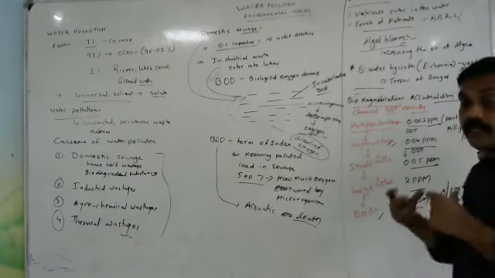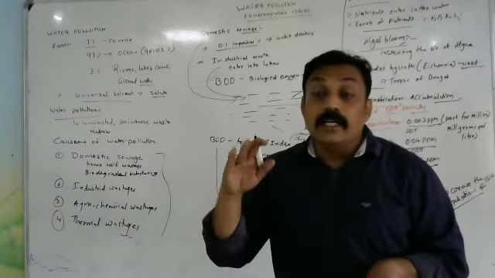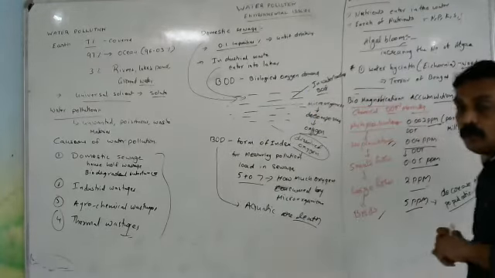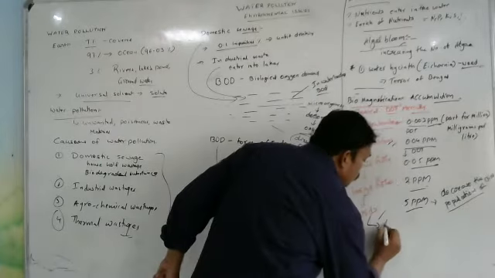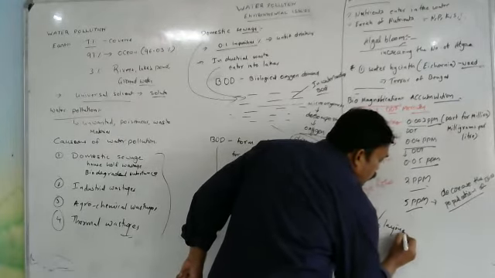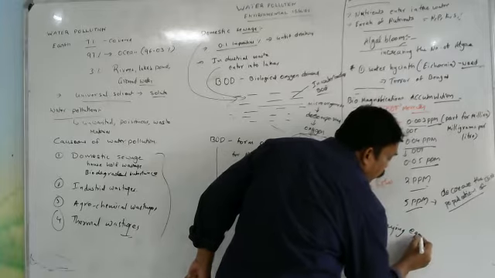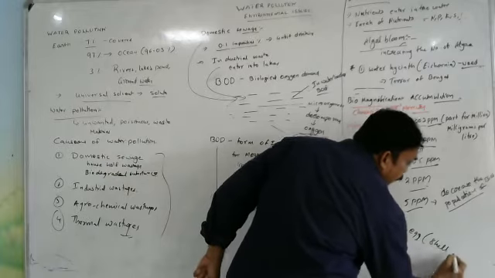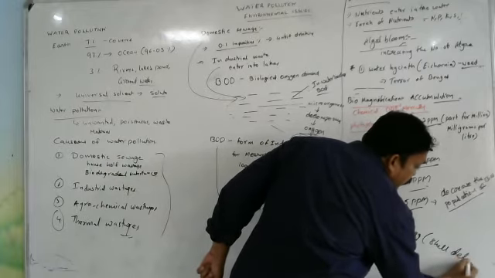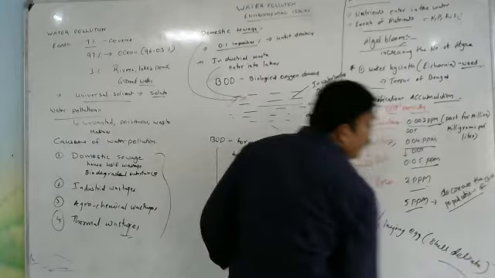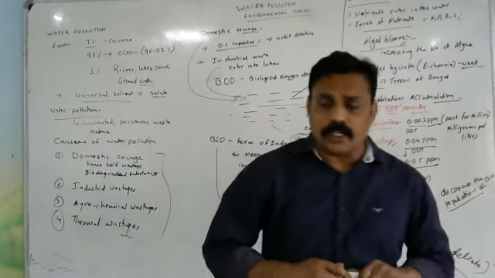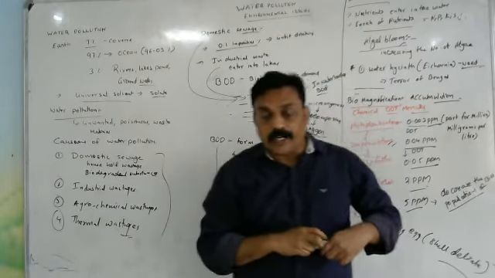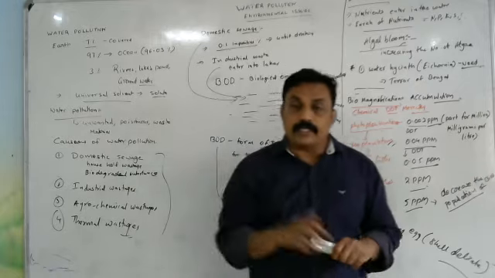When DDT enters the body, it decreases the metabolism of calcium carbonate. Already we know birds lay eggs, and the egg shell is very delicate. The egg is covered with a shell made up of calcium carbonate. So DDT affects calcium carbonate and decreases it.